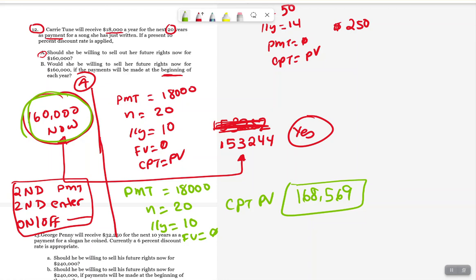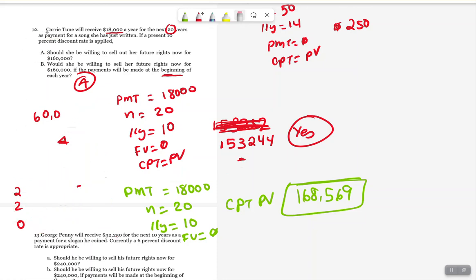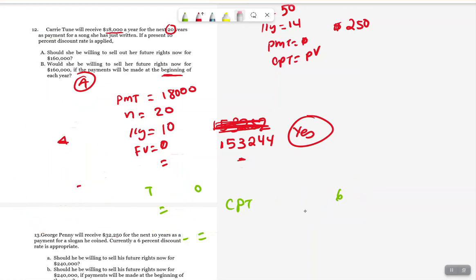So then your answer will be, should you accept the 160,000? No, you should not accept the 160,000. I'd rather take the 168,569. So there's more money to be received from these rights, from this deal. So let's do the next question. Let's see what the next question is asking us to do.